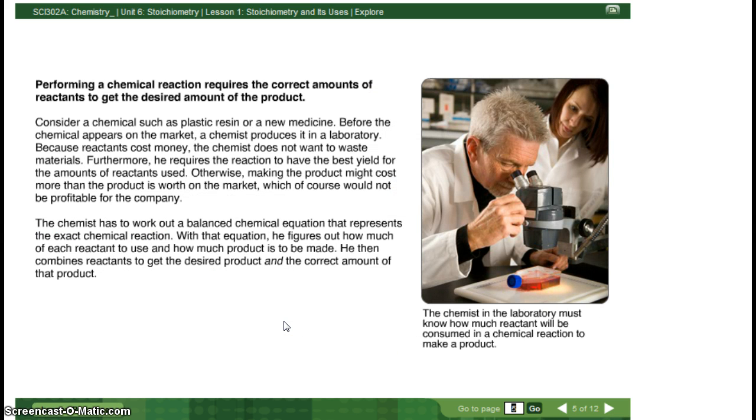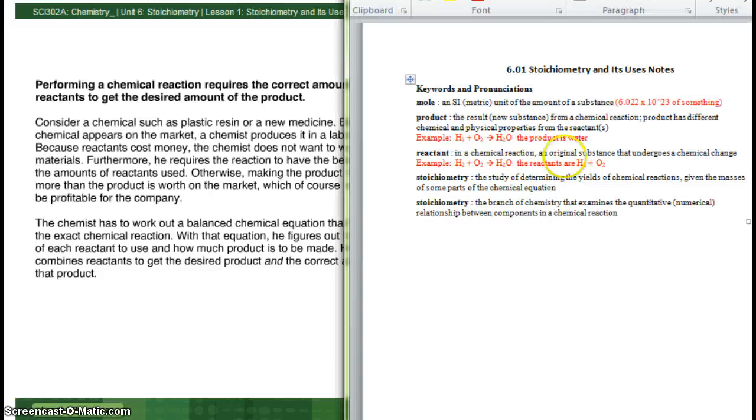Next slide. Performing a chemical reaction requires the correct amounts of reactants to get the desired amount of product. If we go back here, you might have noticed that, hey, this is not balanced. This is where balancing comes into play. We have to make sure everything is balanced. I have 2 oxygens on my reactant side, but only 1 on my product side. So what do I need to do? I need to put a coefficient of a 2 right there because now I distribute.